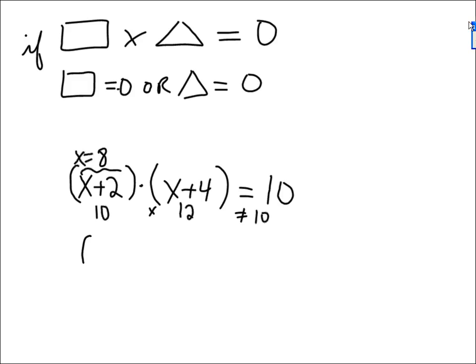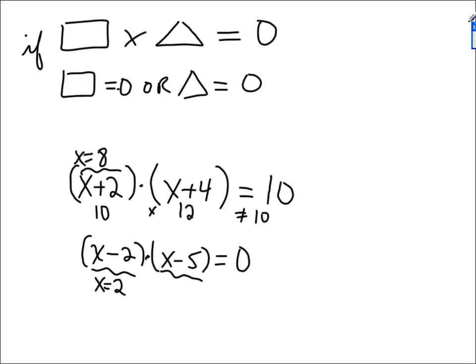But when it comes to a product equaling 0, the things that make up the product are called factors. This times that. What I just called this and that, those are the factors. If I let x equal 2, for example, that would be 0. 2 minus 2 is 0. And this factor, 0 minus 5, is negative 5. And you know what? When you multiply those two numbers, you really do get 0.